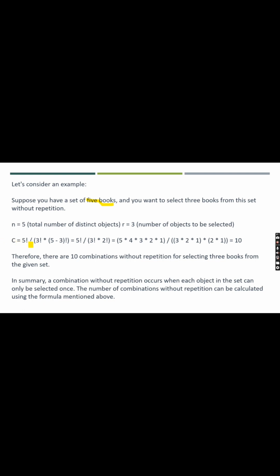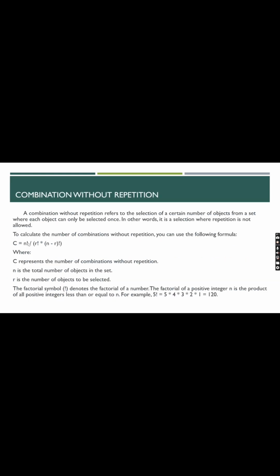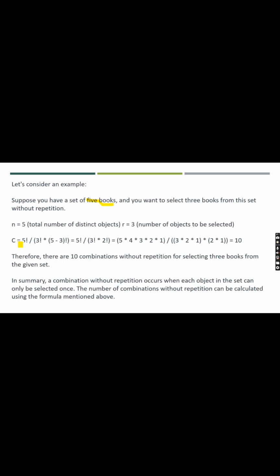C equals 5 factorial over 3 factorial times (5 minus 3) factorial, equals 5 factorial over 3 factorial times 2 factorial, equals 5 times 4 times 3 times 2 times 1 over 3 times 2 times 1 times 2 times 1, equals 10. Therefore, there are 10 combinations without repetition for selecting 3 books from the given set.